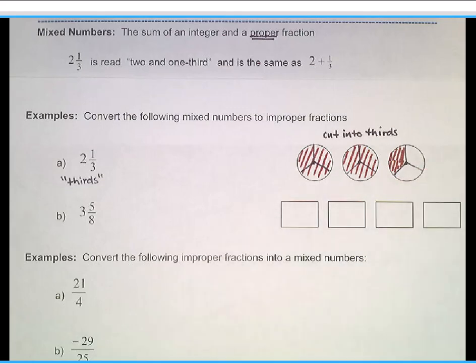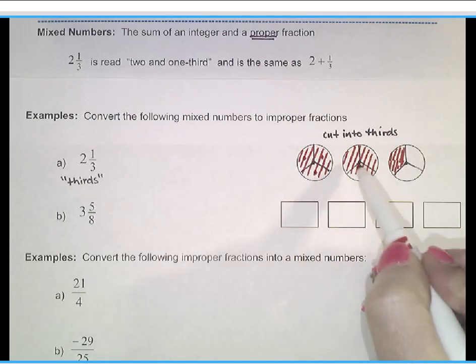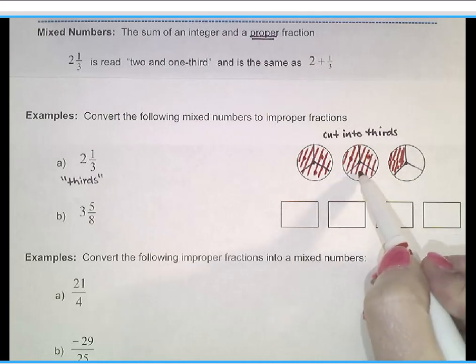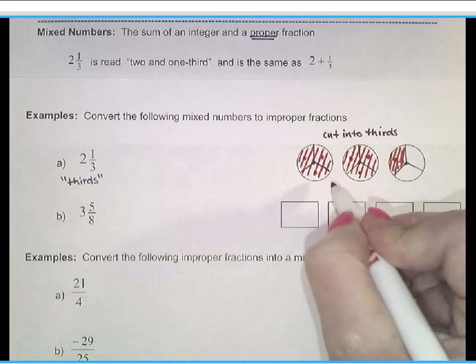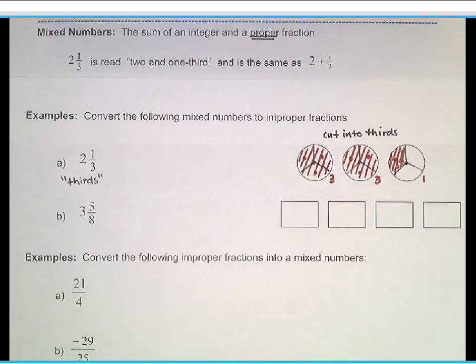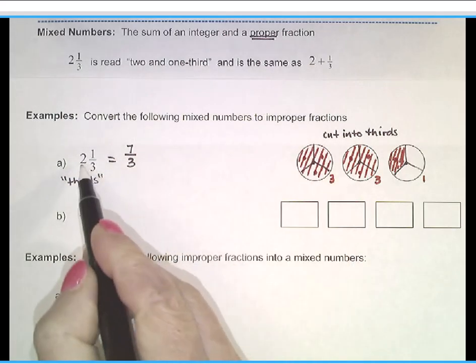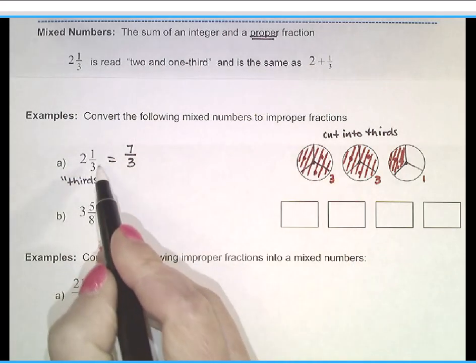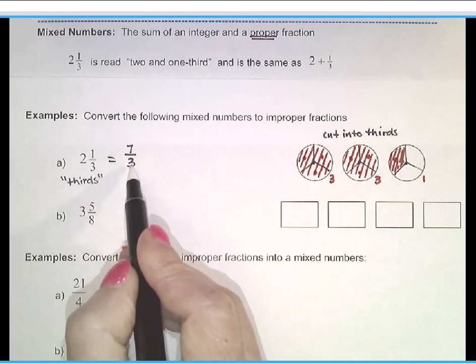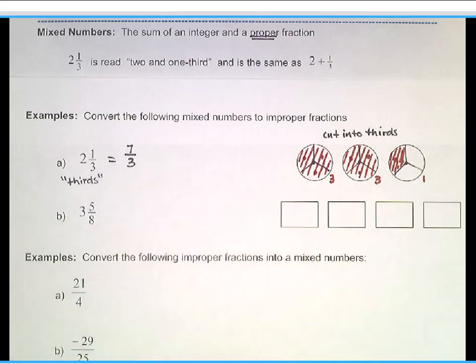So how many thirds did I actually shade? Well, 1, 2, 3, 4, 5, 6, 7. I shaded 3 of them and 3 of them and 1 of them. So 7 thirds. 2 wholes and a third is the same thing as 7 thirds. It's just, do you want to write your answer as a mixed number or as an improper fraction?